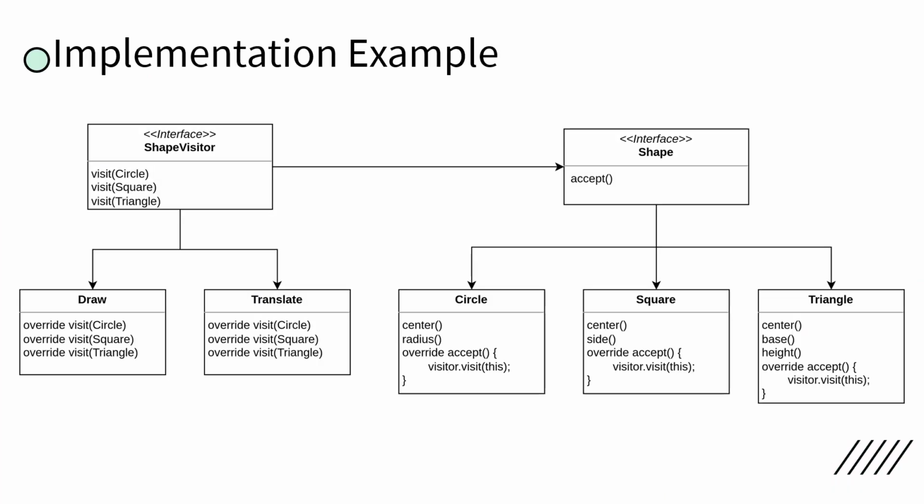This is how the code structure will look when using the visitor design pattern. The visitor design pattern consists of a visitor interface. In our example, this would be the shape visitor interface. Concrete visitors, the draw and translate classes, an element interface, the shape class, and its concrete elements, circle, square, and triangle.